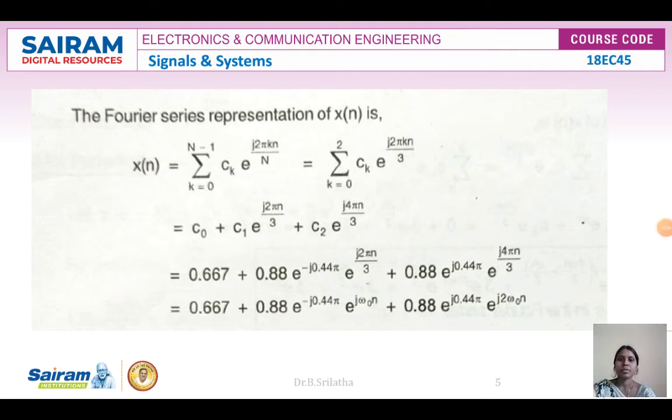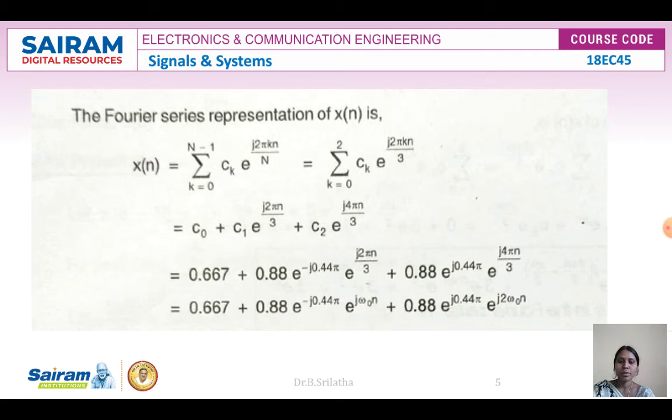So now we are going to find the Fourier series representation of x of n. You know the formula, x of n is equal to summation k equal to 0 to N minus 1 of c_k e power j 2 pi kn by N. So that is summation k equal to 0 to 2 of c_k e power j 2 pi kn by 3.